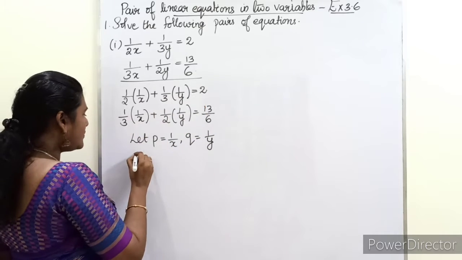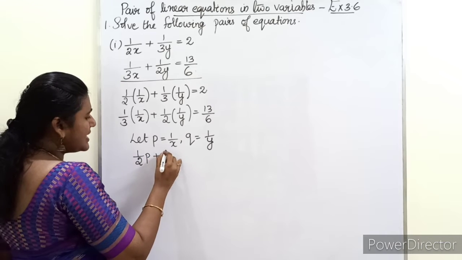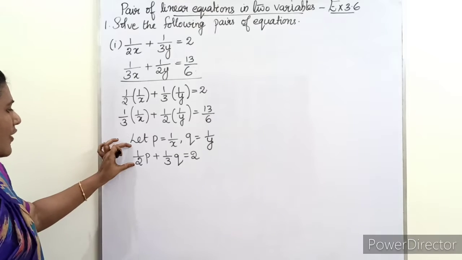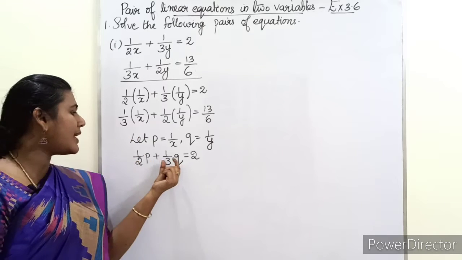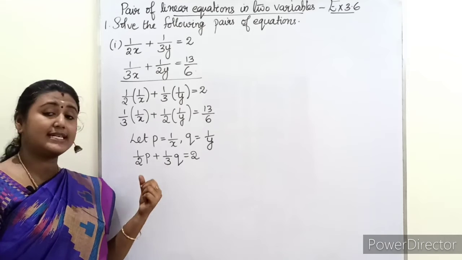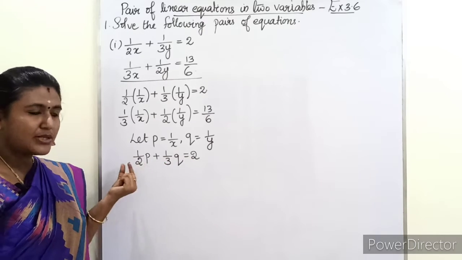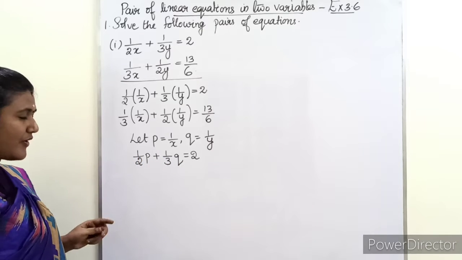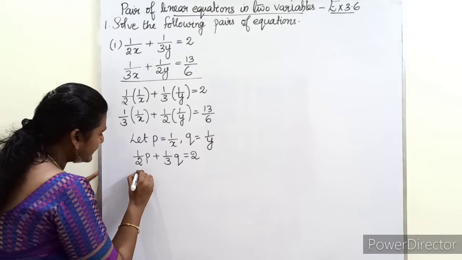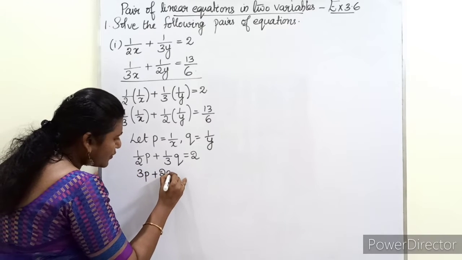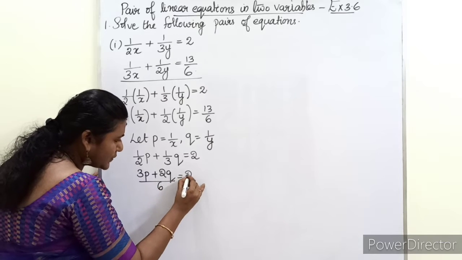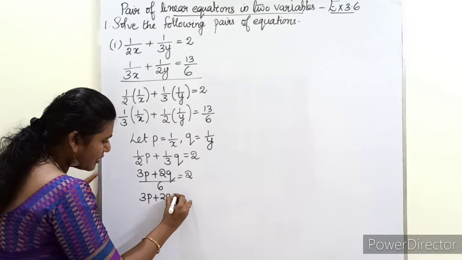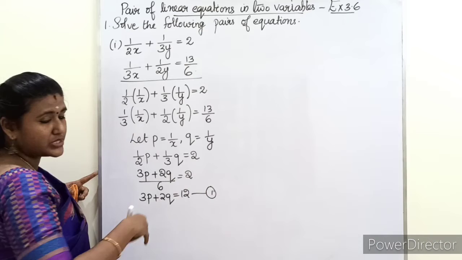So the equation reduces to 1 by 2p plus 1 by 3q is equal to 2. Now if you see here, the coefficients are fractions. So we will multiply the equation by the LCM of 2 and 3, that is 6, throughout so that we can remove the fractions from the coefficients. Multiplying by 6 we get (3p plus 2q) divided by 6 is equal to 2. Now we will take 6 to the right side. So 3p plus 2q is equal to 12. This is our first equation.